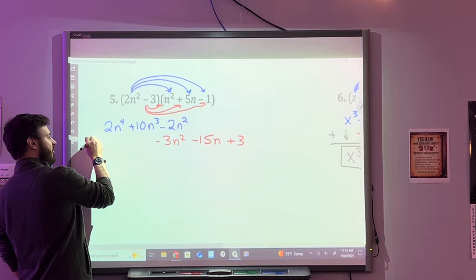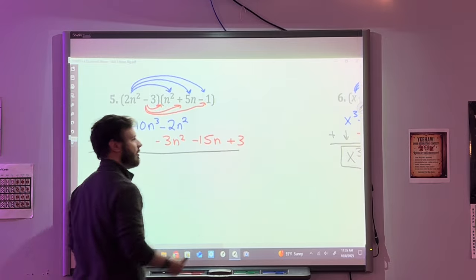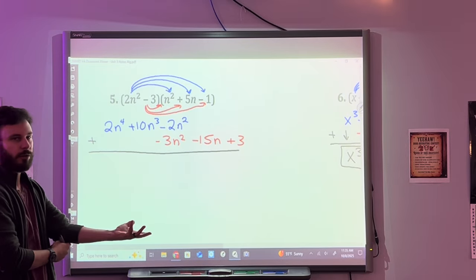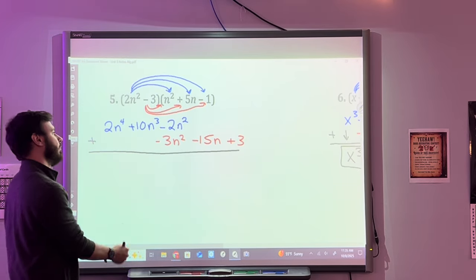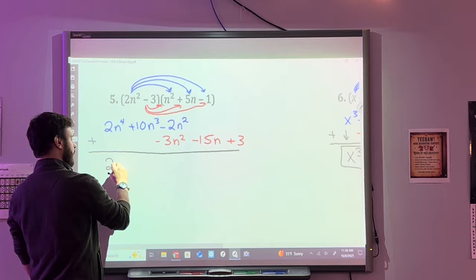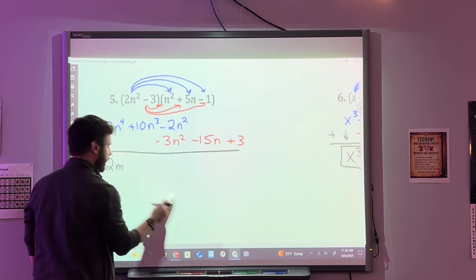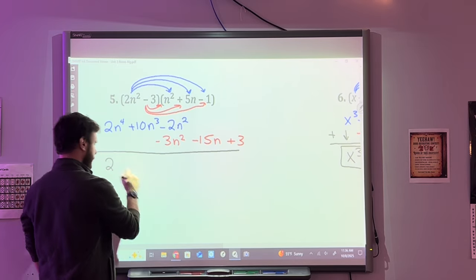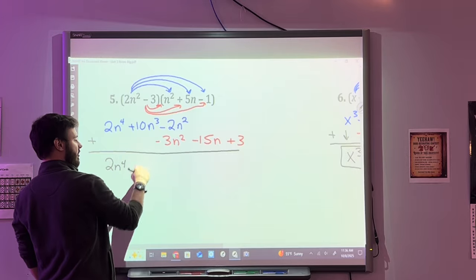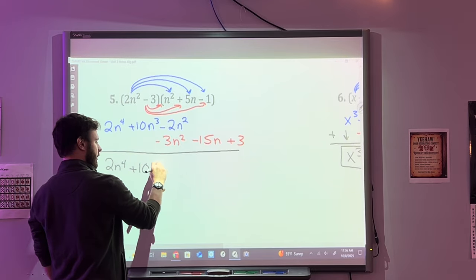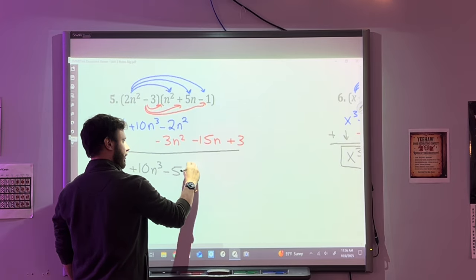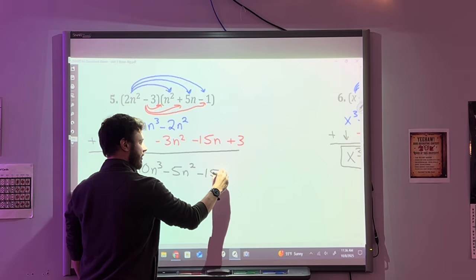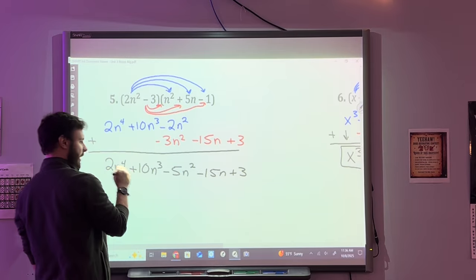So maybe this is a time where the straight line might make more sense. I don't know. I just say pick something and stick with it. I pick the columns typically. I'm going to see that 2n to the 4th is going to drop down. 10n cubed is going to drop down. I can finally combine this. And then these guys at the end are all by themselves.